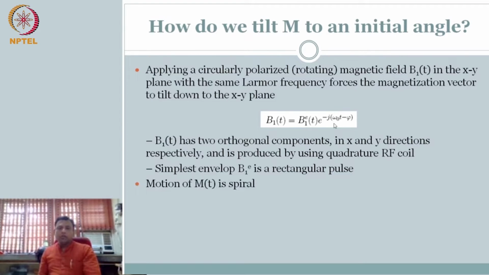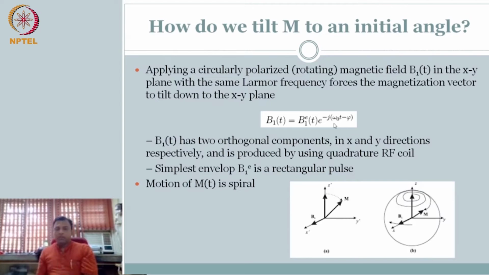Okay. So how is the motion? We have seen a few animations, so by now it should be intuitive. The motion is going to be spiral, right? So here is an example to understand. On the left in A, what you see is the representation in the rotating frame of reference. So you see the axes are X dash, Y dash, Z dash.